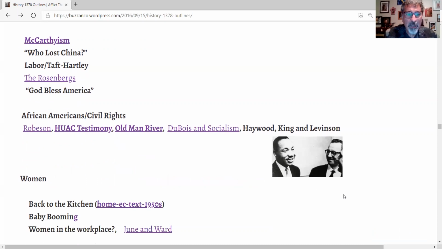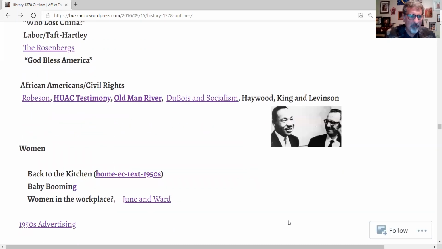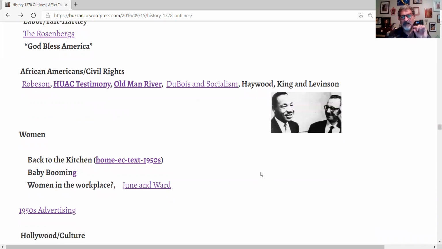All right, and then there's one more group I'll talk about, and then we'll break for this. It's women. Now it's not quite the same. Women were not as politically active, say, as labor unions or African Americans were, but the issue here was that during World War II, 16 million Americans were in uniform.